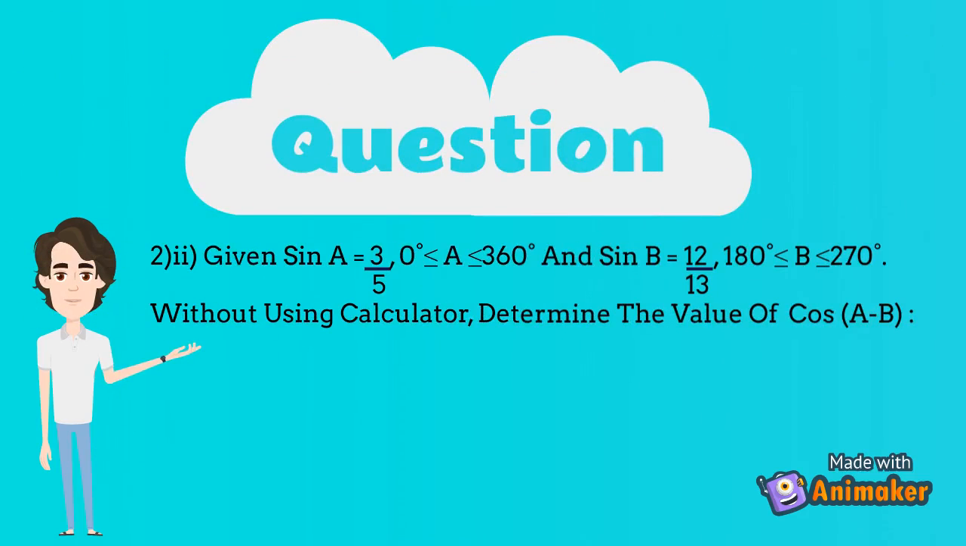So the question is, given sine A equals 3 over 5, where 0 degrees is less than or equal to A less than or equal to 360 degrees, and sine B equals 12 over 13, where 180 degrees is less than or equal to B less than or equal to 270 degrees. Without using the calculator, determine the value of cos(A minus B).